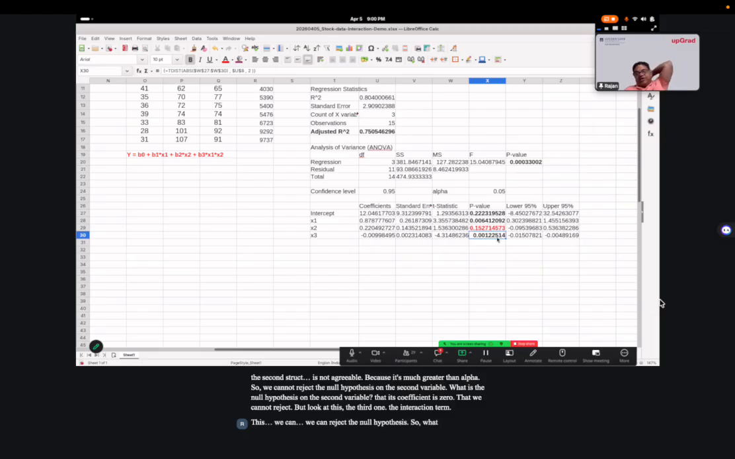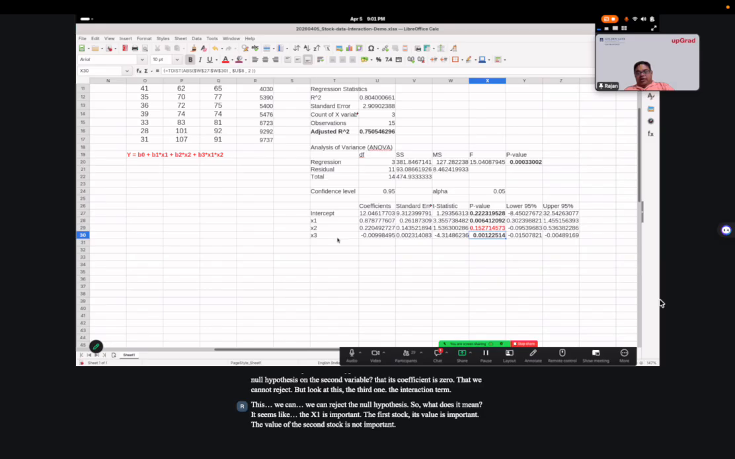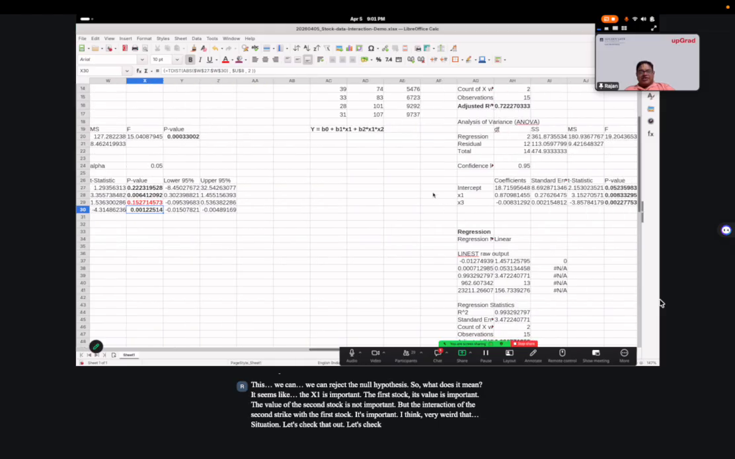So what does it mean? It seems like x1 is important. The first stock, its value is important. The value of the second stock is not important. But the interaction of the second stock with the first stock is important. Right? Very weird situation. Let's check that out.